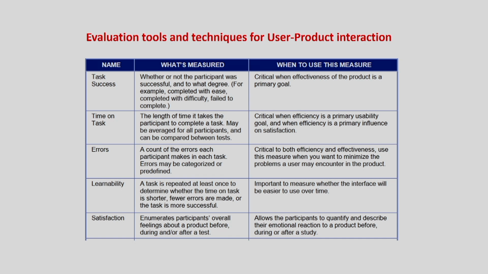Learnability. A task is repeated at least once to determine whether the time on task is shorter, fewer errors are made, or the task is more successful. Friends, when a product and the way it works matches the mental model of the user, it becomes very easy for your user to operate that product. In a way, the user encounters fewer errors, and the effectiveness of the task also increases. Therefore, what happens?